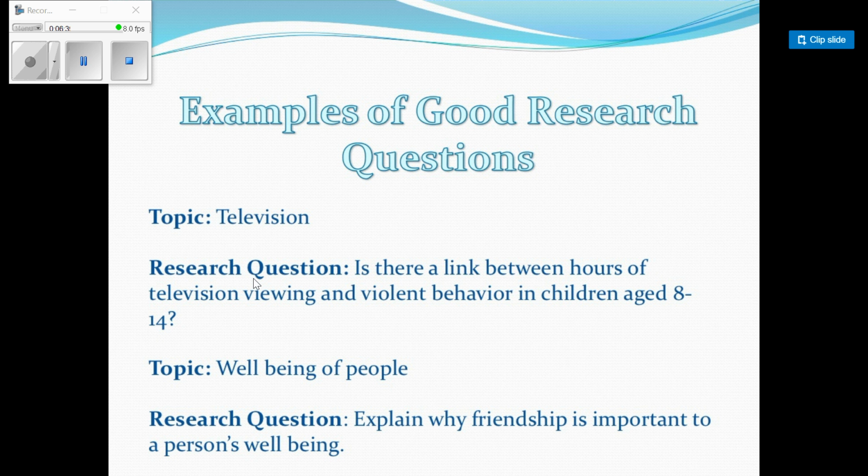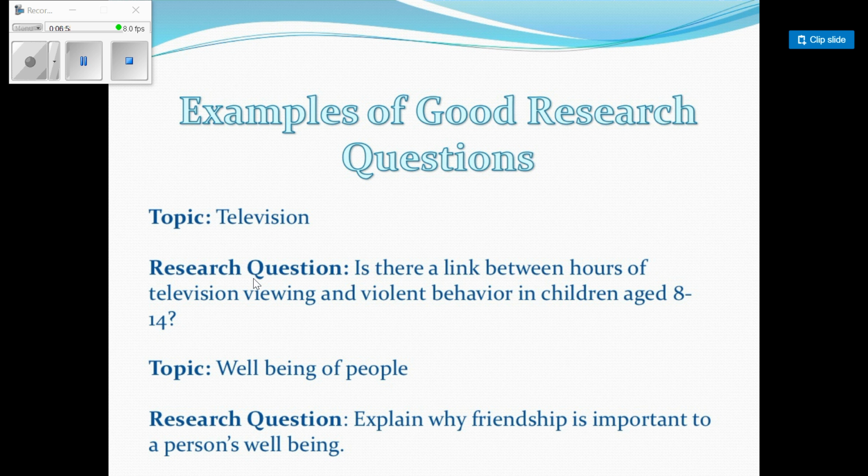Let's say I want to know more about monkeys. So my topic is monkeys. My research question could be, if it were too narrow, how many types of monkeys are there? That's going to give me a one number answer, right? Or maybe like a range. It's not going to give me very much information.